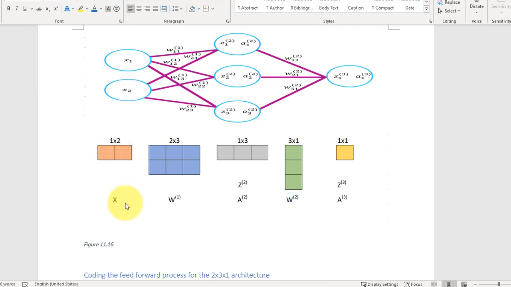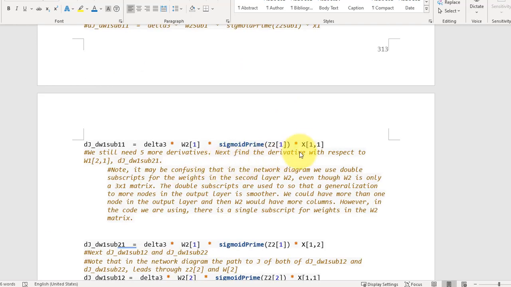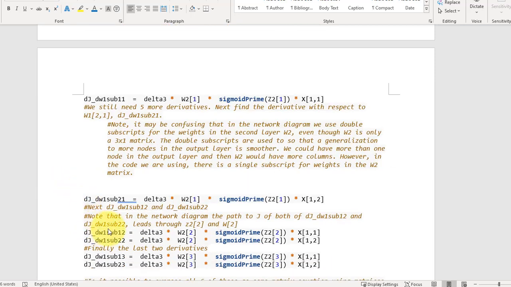X was a 1 by 2, and so we're going to either pull out x1 or x2, and that means we're either going to take the first element, which if we're thinking of this as a matrix, we could call the first row, first column, or the first row, second column element. So that's what we have. The only difference between this one and this one is this is going to take the first column element, and this is going to take the second column element of the X input matrix. And then we have to do all the other ones, and you should make sure that you agree that all of the other ones are also correct.